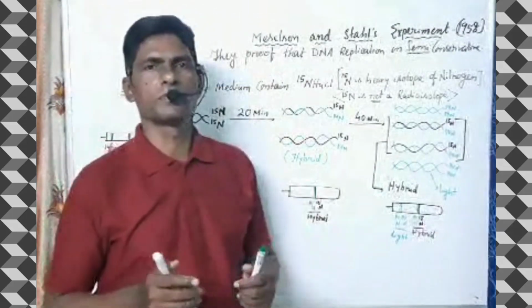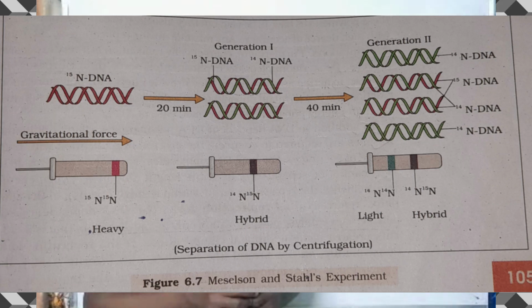The two scientists proved that replication of DNA is semi-conservative. Semi-conservative means that after replication, the two daughter cells have two templates. Out of the two templates, one is the parental template and the other is new. So every replication produces one old and one new strand. That's why it is called semi-conservative.